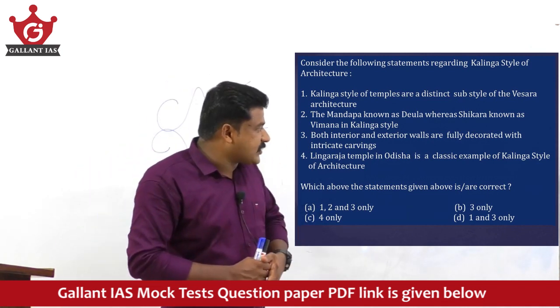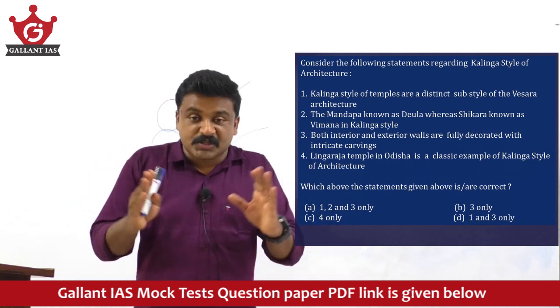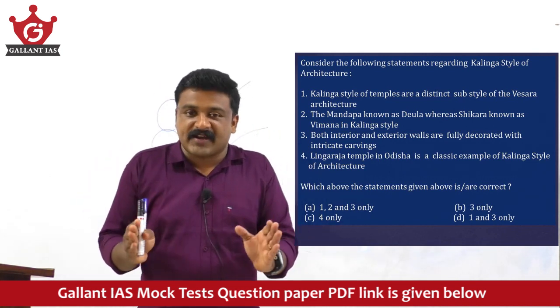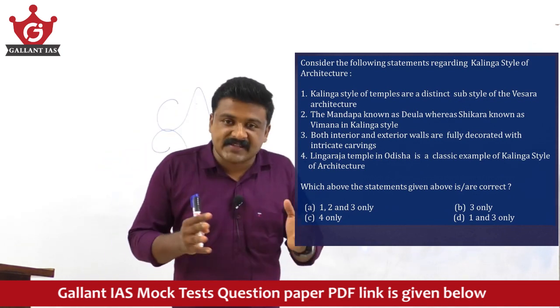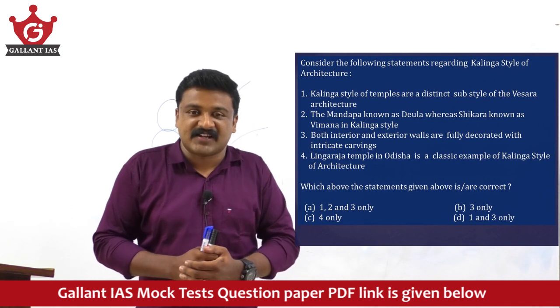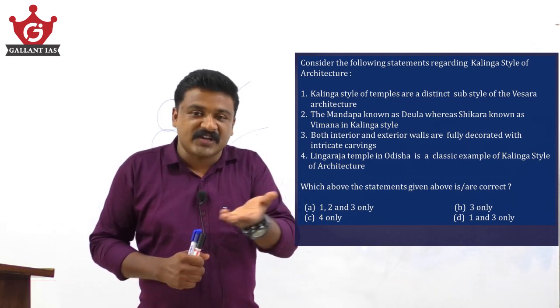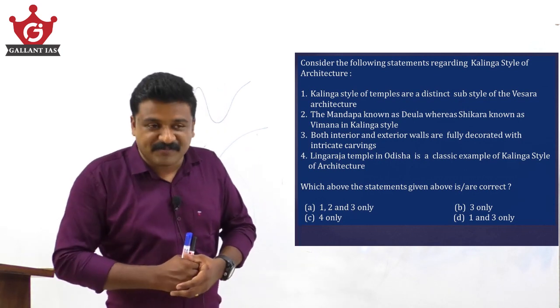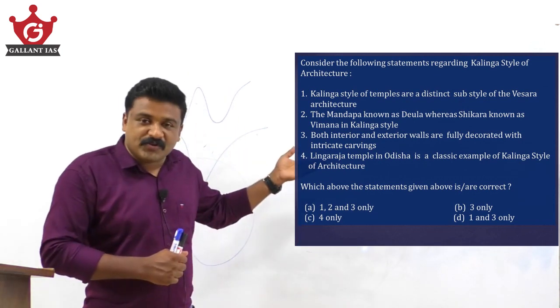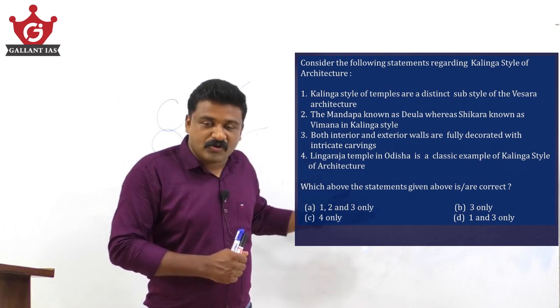Lingaraja temple in Odisha is a classical example of the Kalinga style of architecture. We know Kalinga style means Odisha style, a sub-style of Nagara, and Lingaraja is an example of this Odisha style of temple architecture. The Lingaraja temple is in Bhubaneswar. So obviously the fourth statement is correct. So you come to the answer that 4 only is your answer.